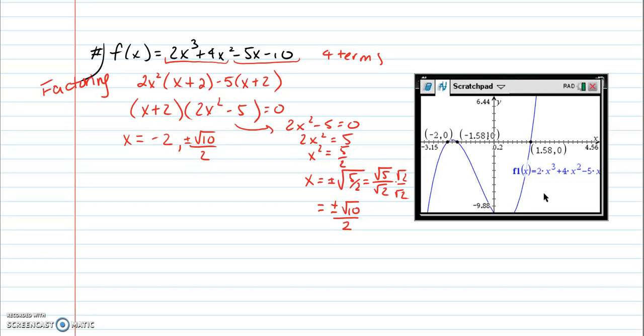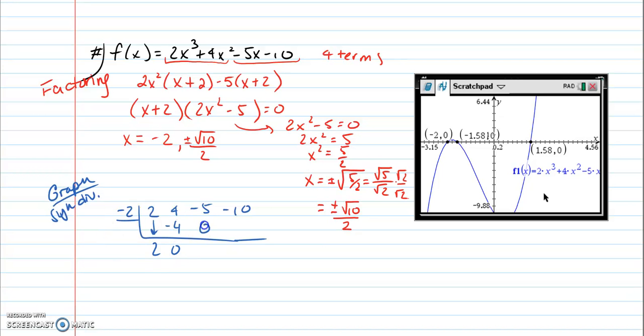Now if I was to use the calculator to factor, I would have had to go through the graph, and I see this zero was 1.5, that was negative 1.5, and that one was 2, negative 2. So negative 2 is the one that works. If I use the graph and then use synthetic division, I have to use my negative 2 and then the original problem: 2, 4, negative 5, negative 10. So 2 times negative 2 is negative 4, 0, 0. Negative 5, coming back around, I get positive 10.